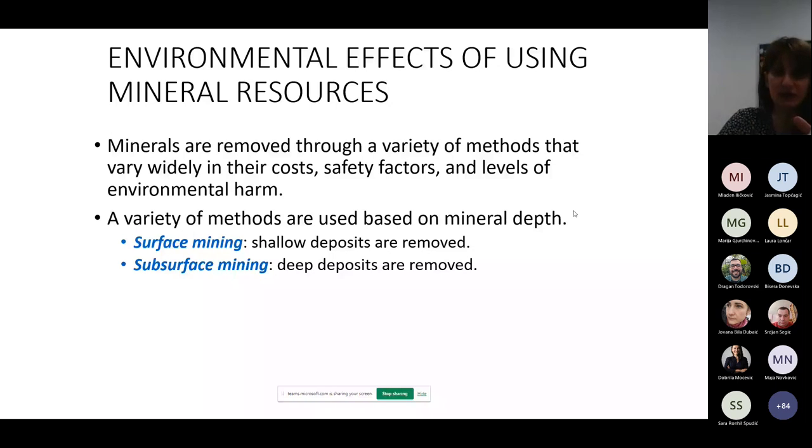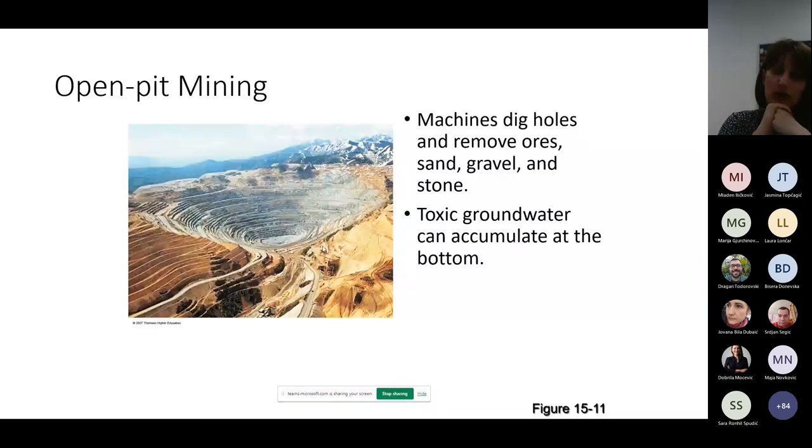So there is surface mining. Those are shallow deposits which are removed from the surface, and subsurface mining, which includes deep deposits which are removed. This one is very often in the region. It's open pit mining where machines dig holes and remove ore, sand, gravel, and stones. And this can create toxic groundwater which can accumulate at the bottom. So we can see erosion as well, but this toxic water can enter the food chain, okay?